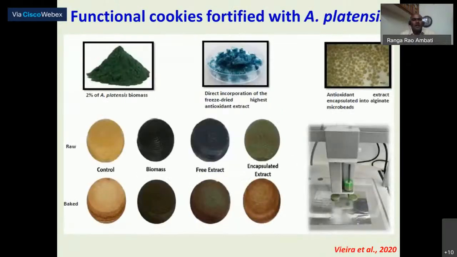And this is the spirulina. From spirulina, people prepared food products, such as cookies, and they also used the encapsulation technology here. You can see here the biomass, the free extract and the encapsulated extract. You can see the comparison here, and some of the images we have taken from web sources, and the encapsulation process efficiency increased. Next slide, please.